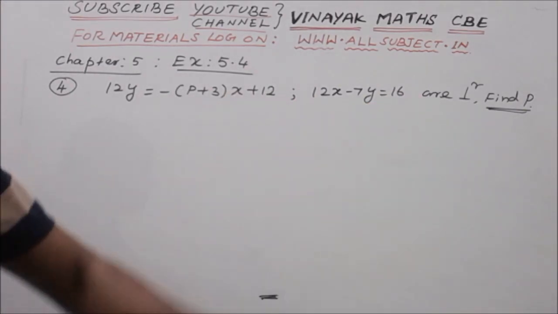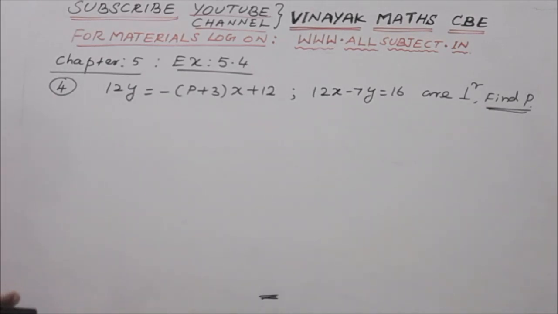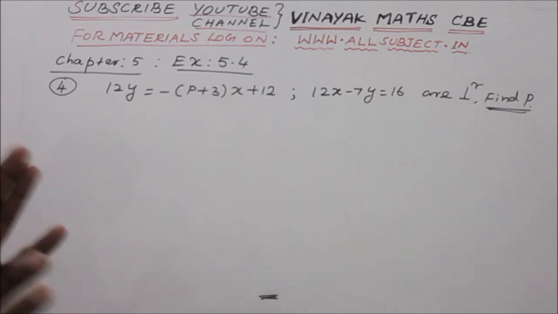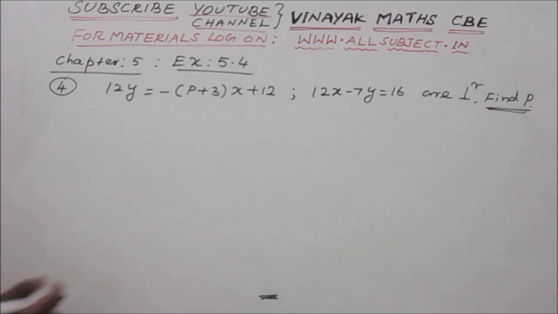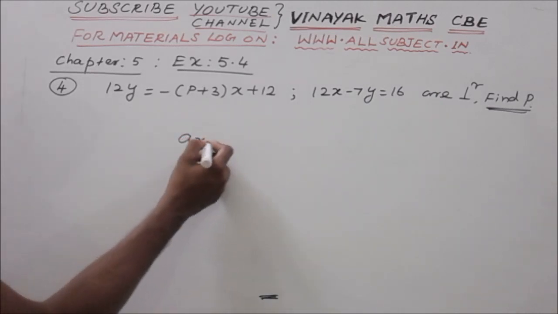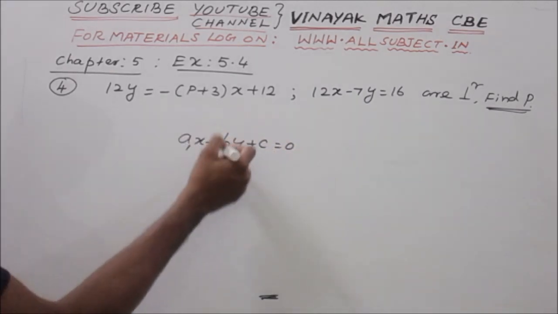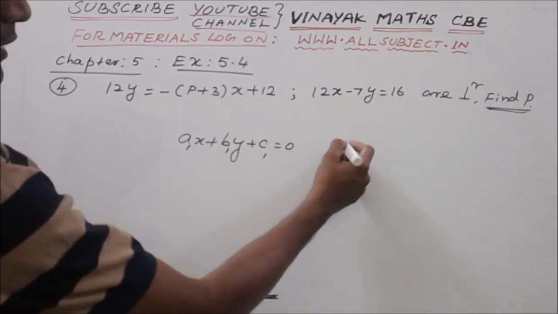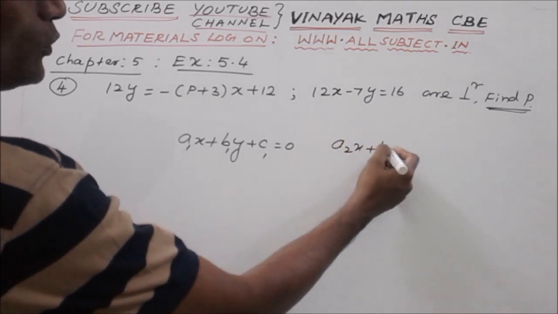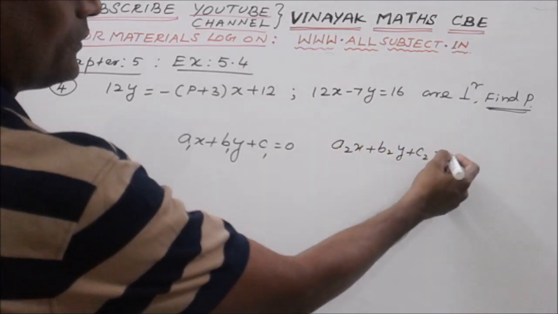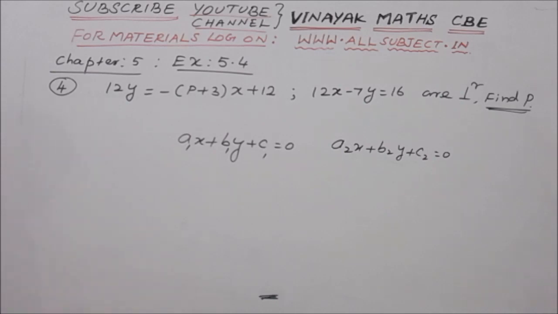The two lines are perpendicular. Perpendicular means intersect at right angle. Both lines intersect at right angles. So okay, first convert this line into proper form, standard form. That is, standard form is ax plus by plus c is equal to 0. a1x, b1y, c1 equal to 0, and here a2x plus b2y plus c2 equal to 0. Convert the equation in the standard form.